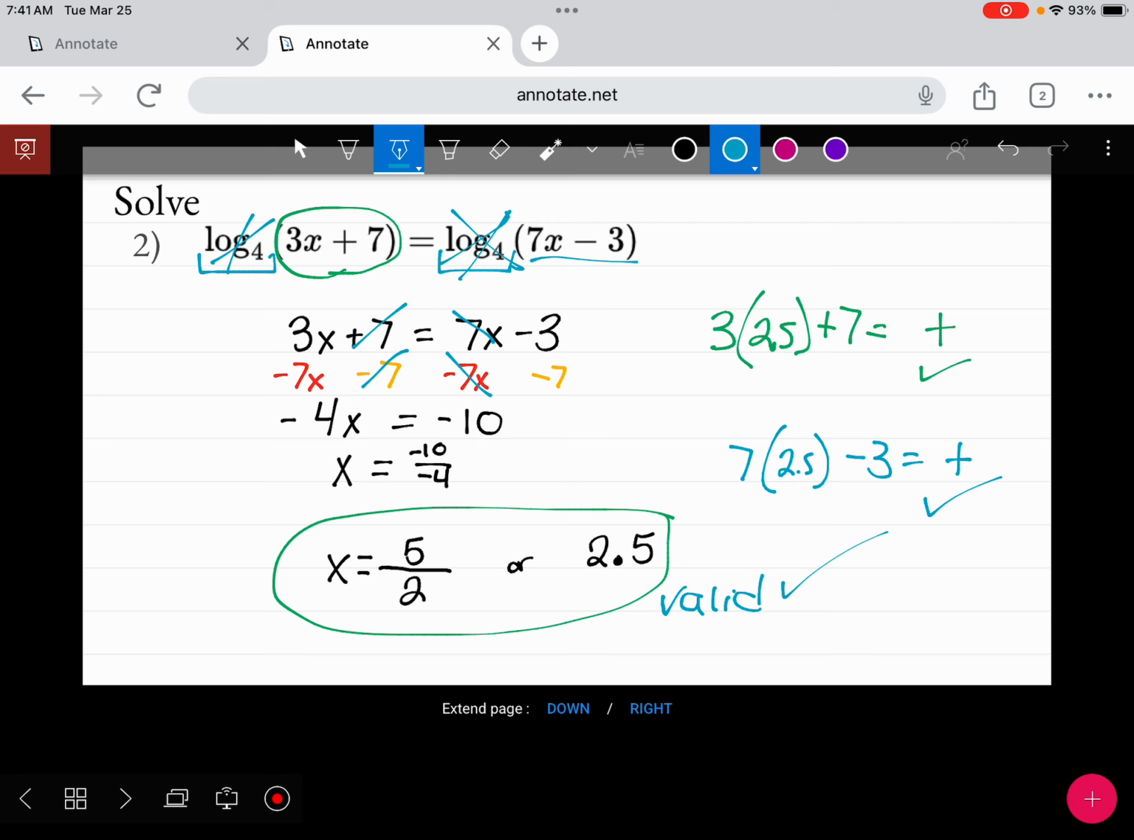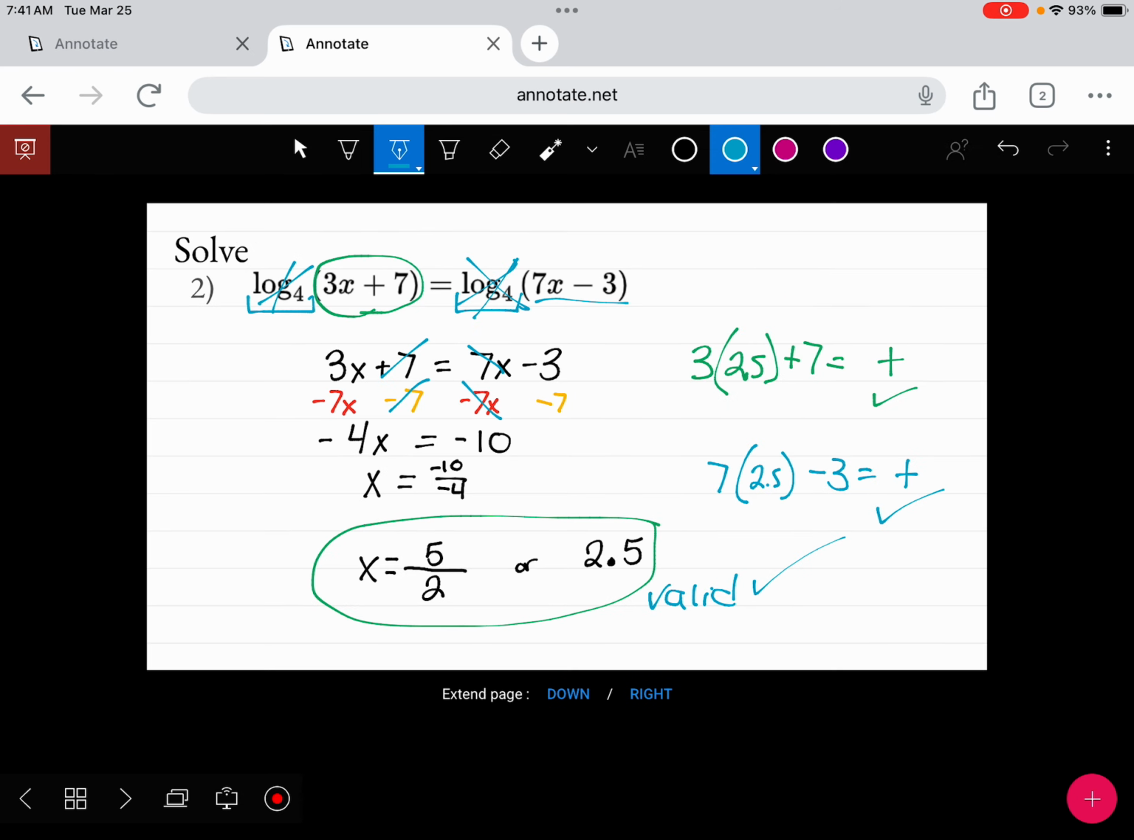You don't have to write out the word valid. You can put a check mark if you want to. That counts as checking it. Okay. So when there's logs on both sides, we're really just looking at our argument. Let's see what we do when they only give us one log.